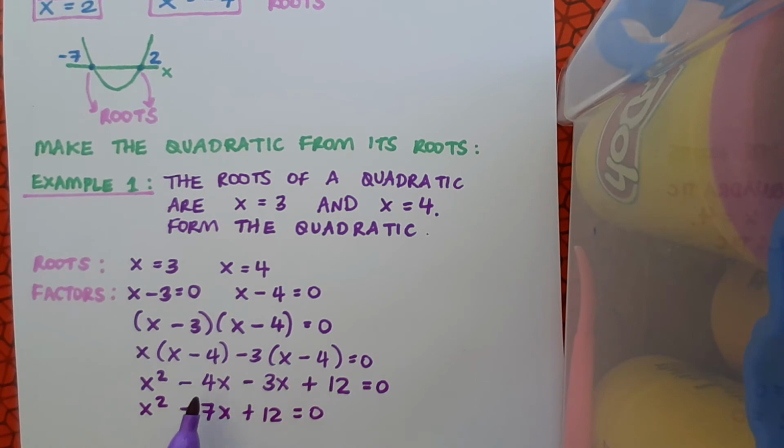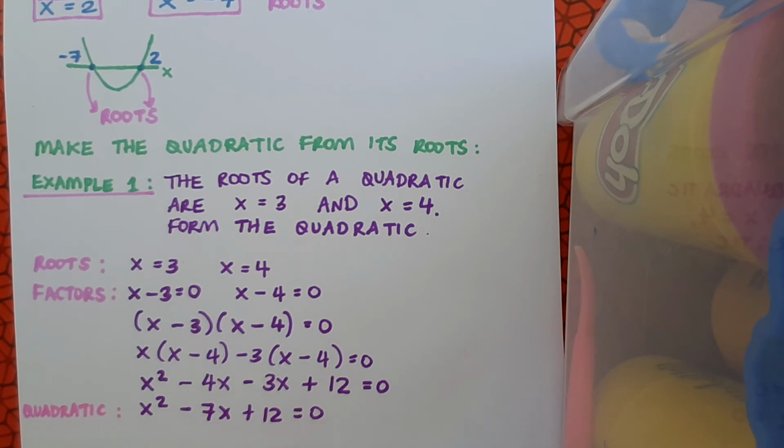And I'm just adding and subtracting here now. So minus 4 minus 3 makes minus 7. So here I have x squared minus 7x plus 12 equals 0. And I suppose since I label the roots and I label the factors, and this is the actual quadratic, I'll write that in as a heading there on the left as well.